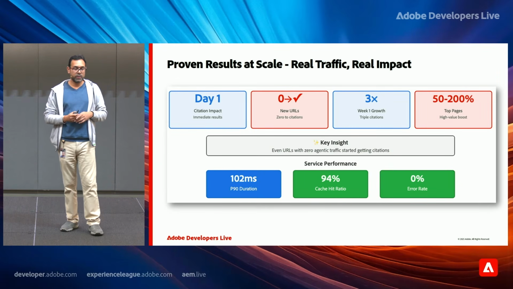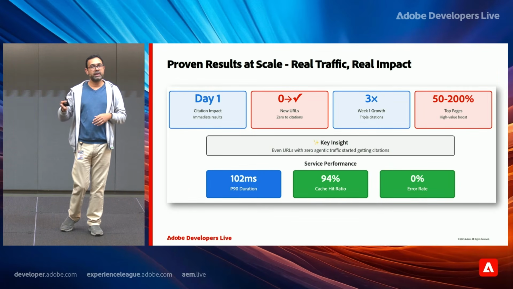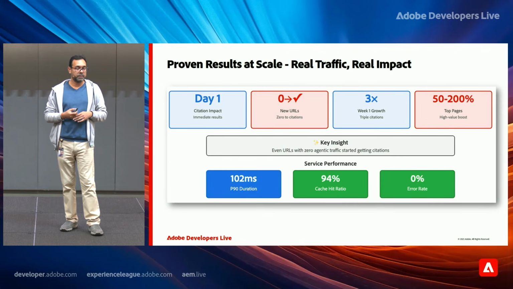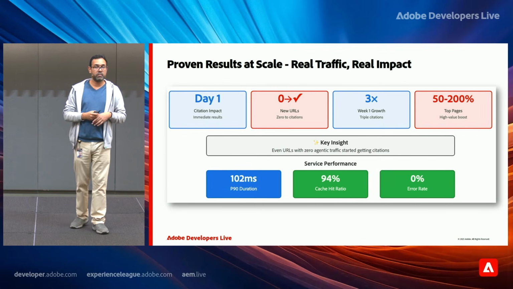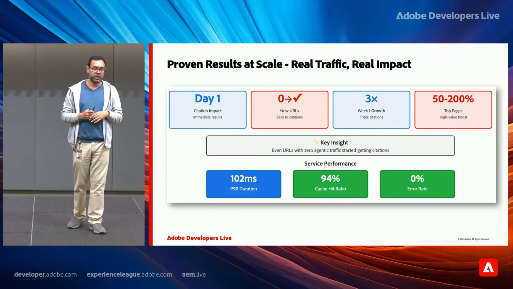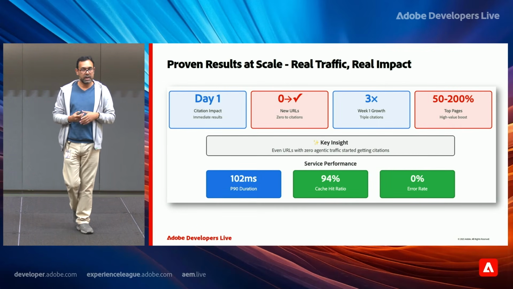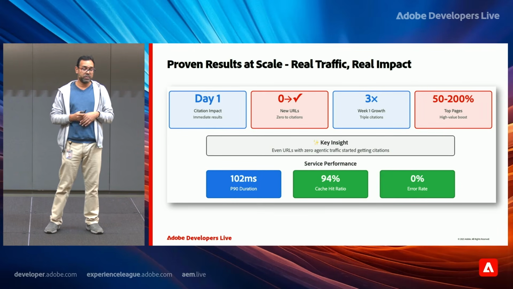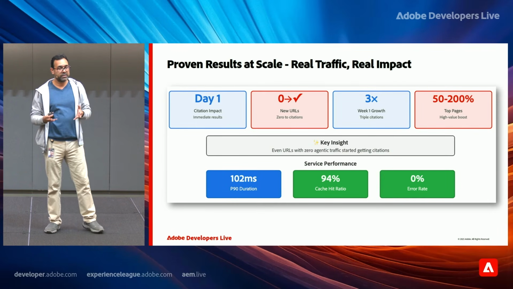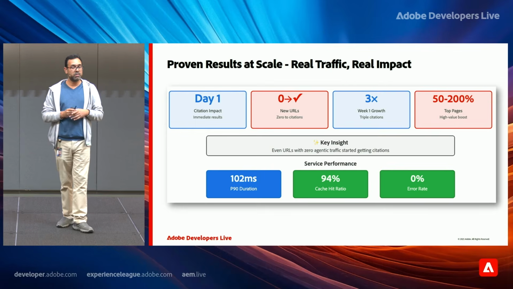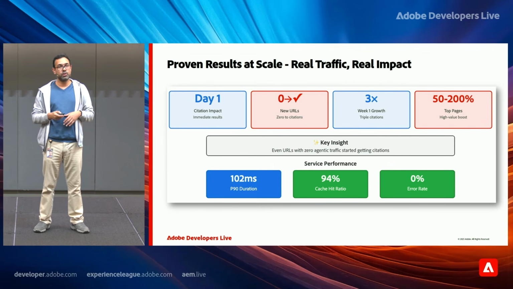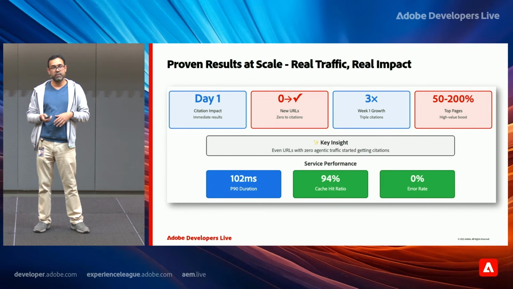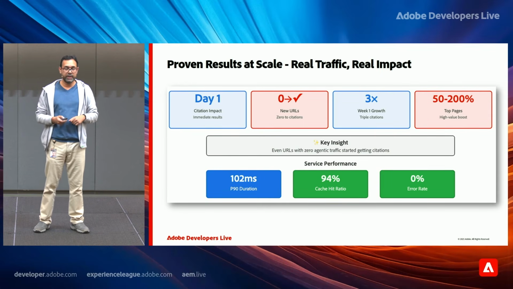And if we talk about the performance of the service, we are seeing a 102 millisecond response time for P90 requests, and our cache ratio is also 94% plus, and the error rate is 0. So the numbers are really impressive, and the service is really able to do a lot, even when we are scaling with many customers.